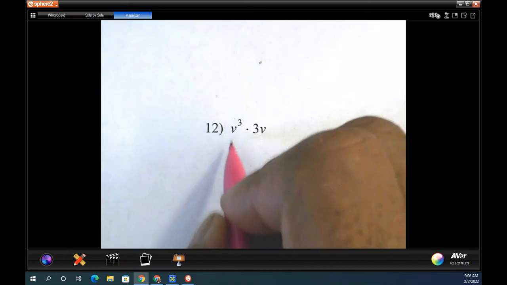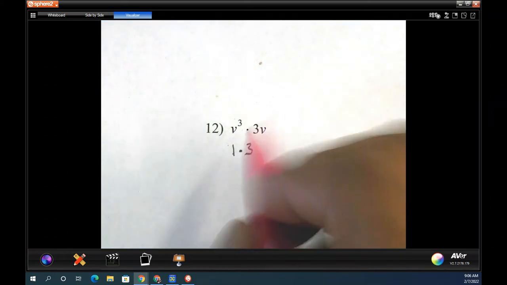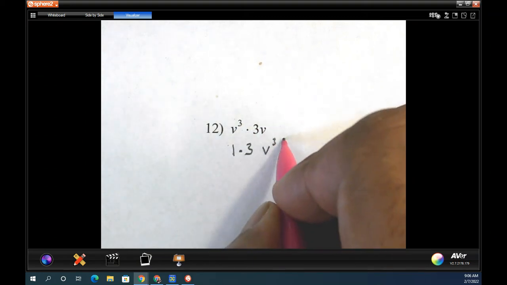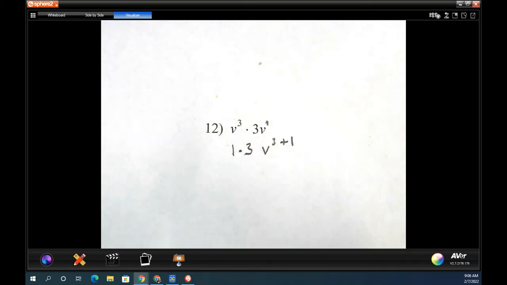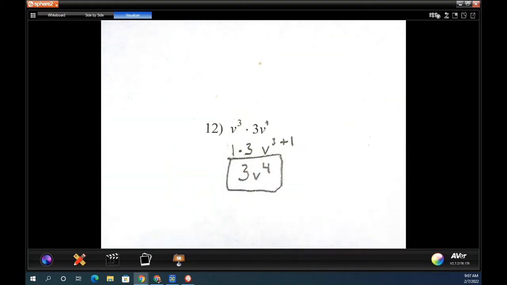All right. Coefficient here is 1. So it's 1 times 3. This is v cubed plus 1. 3 plus 1. Understood to be to the first power. So your answer here was 3v to the 4th. How do we do? How many of y'all got that?